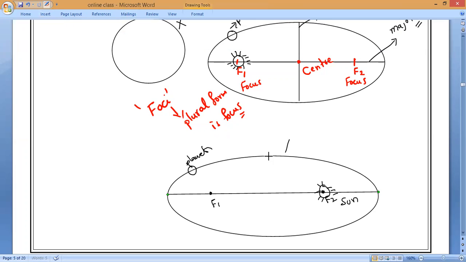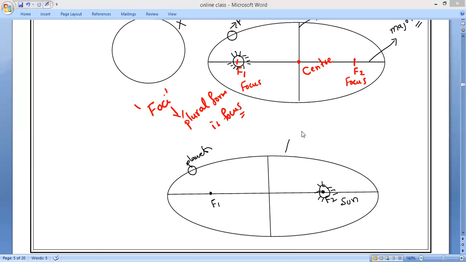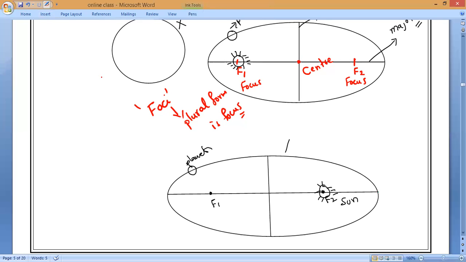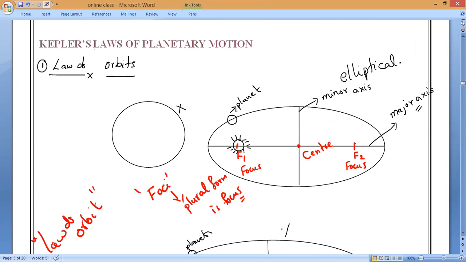So please, all of you write the definition. That is why I drew two diagrams. Maybe the sun is present at F1, or maybe the sun is present at F2. Doesn't matter. Whichever focus the sun is at, it is known as Kepler's first law of planetary motion, or what is another name? Law of orbits. See, how much time that single definition has taken to explain. Everything we have to know. So please write the definition.